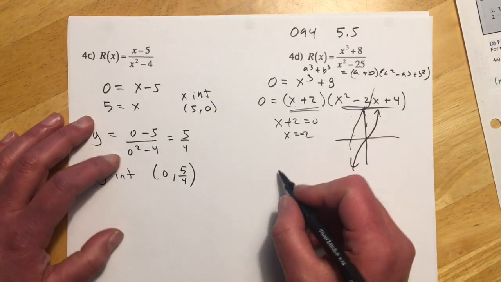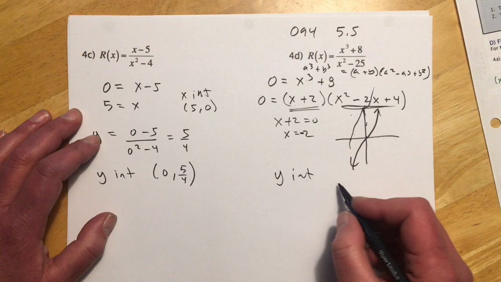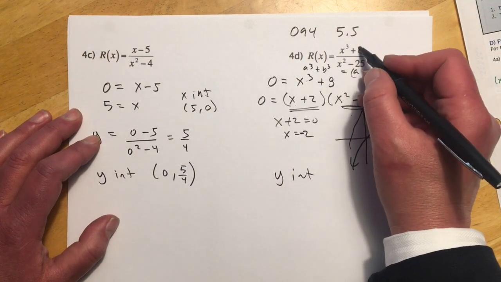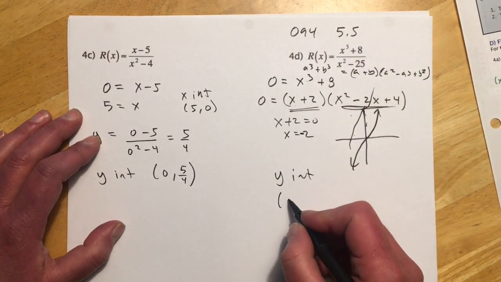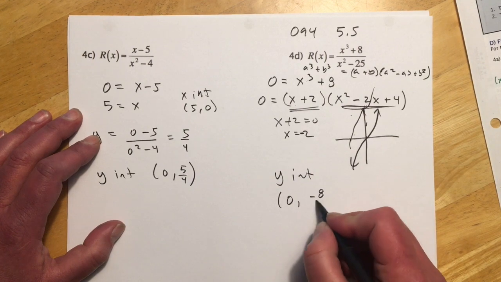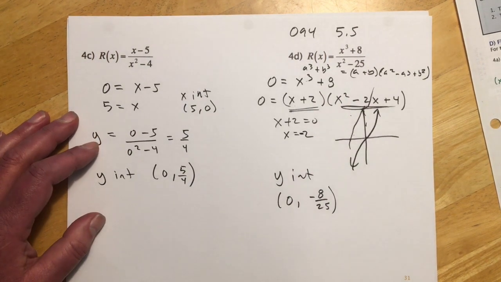And then we still need to get our y-intercept, so let me do that. Our y-intercept is going to be, if the x's are 0, 8 over negative 25. So that'll be (0, -8/25).